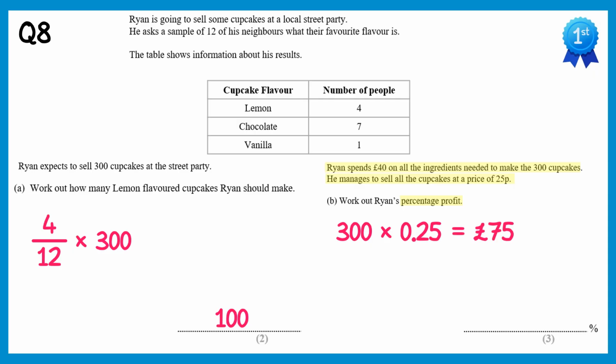Then we can use the formula we used in a previous question. So to work out the percentage profit, you do the change, divide by the original, times by 100. So if he sold all of the cakes for £75 and originally spent £40, the change is 75 take away 40. Then we can divide this by the original, he originally spent £40, and then times this by 100. If you type this into your calculator, you'll get 87.5%.